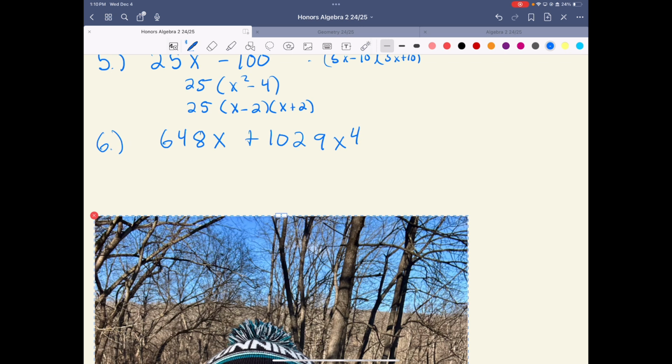So we've got 648x plus 1,029x to the 4th. GCF first, easy enough. The variable is x, so we can take an x out. Now the next question I'm asking myself is, is 648 a perfect square? The answer is no, it's not a perfect square. So just taking that x out is not going to help a lot.